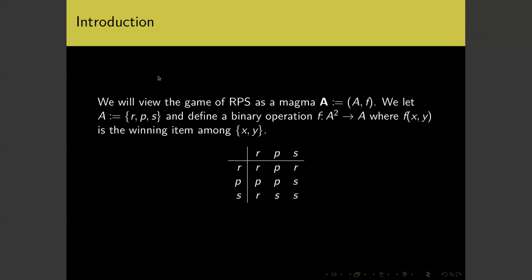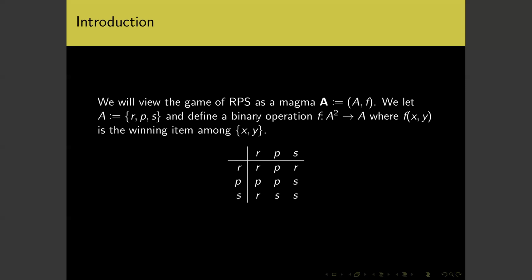So how am I using rock, paper, scissors in an algebra context? We can think of rock, paper, scissors as being a magma, or an algebra with a single binary operation, where we take as our underlying set the set consisting of rock, paper, and scissors, represented by R, P, and S naturally. We define a binary operation F on the set A, where F of XY is the winning item from among the set XY. For example, paper beats rock in the game of rock, paper, scissors, and so rock times paper is paper. Similarly, since rock ties with rock, or in other words, if both players choose to throw rock, then the people who chose rock win or tie, and so rock times rock is rock.